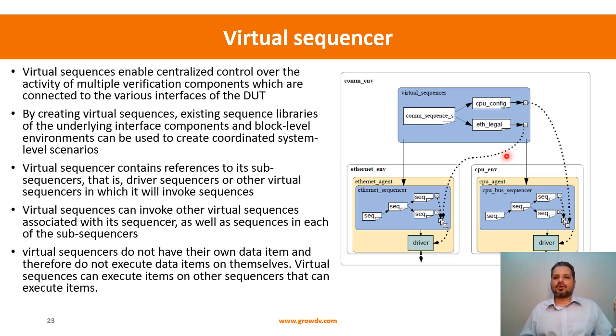Here we are just showing a diagram. You can have an Ethernet agent and a CPU agent. You can have a virtual sequencer which is feeding in the configuration as well as the sequences. Once it has the handle to each of the sequencers present in these agents, it can start the sequences on both of those sequencers and coordinate them in the required ordering. Once we have looked at the examples, it will become more clear.